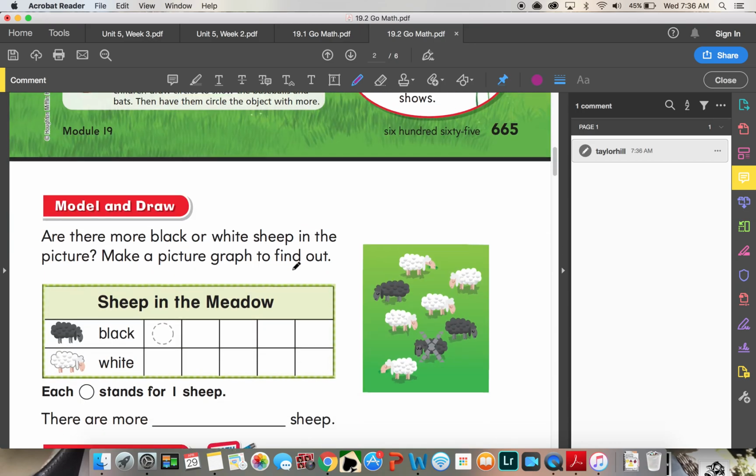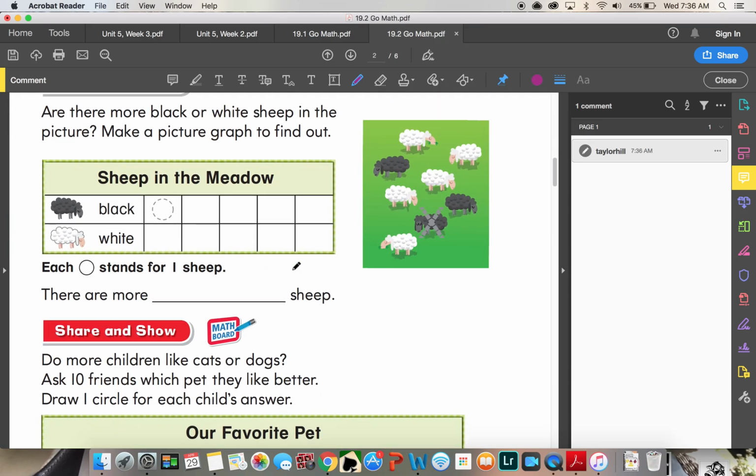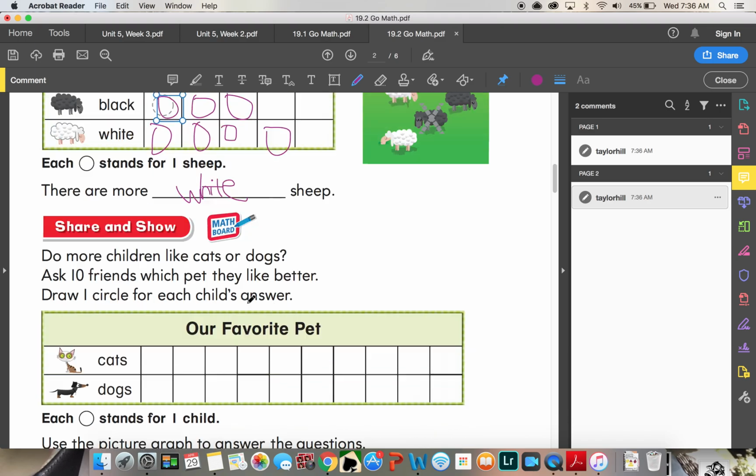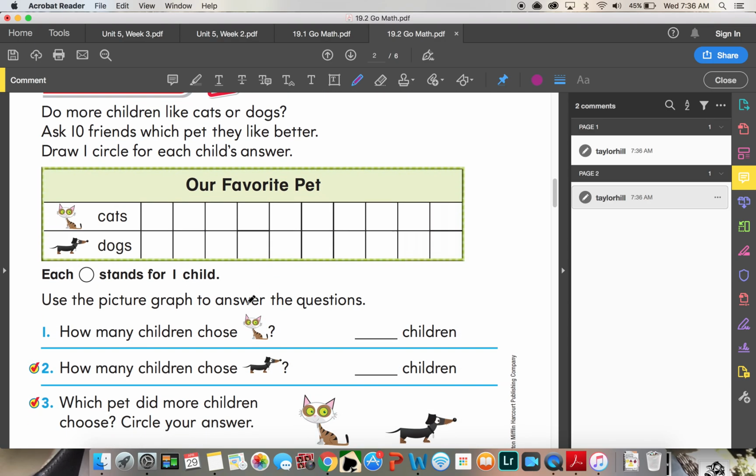Very good. Are there more black or white sheep in the picture? Make a picture graph to find out. All right, so they've already done the first one for us. So 1, 2, 3, and then white sheep. 1, 2, 3, 4. There are more white sheep. White.